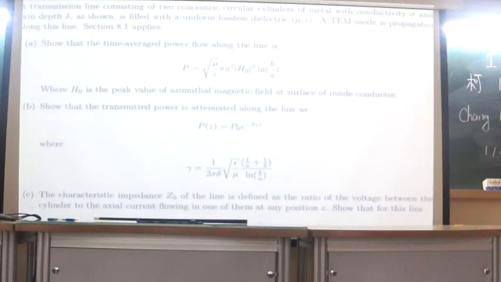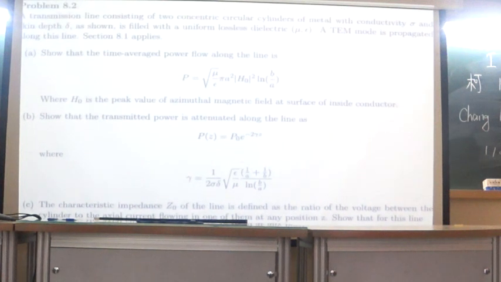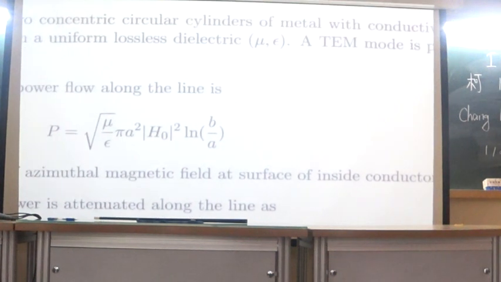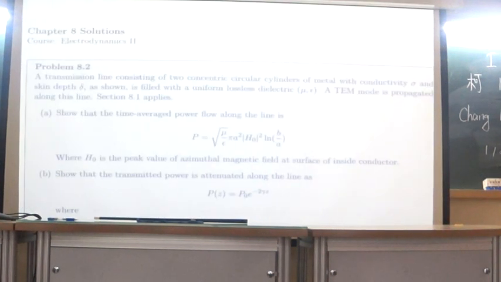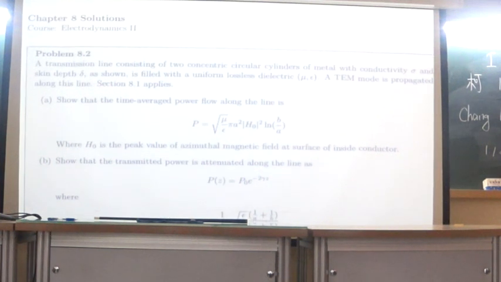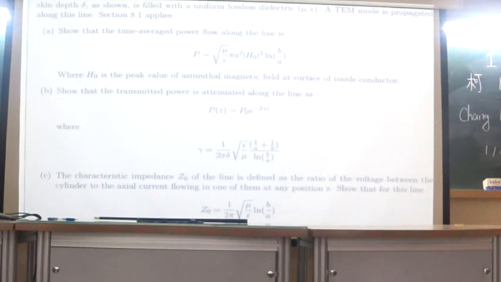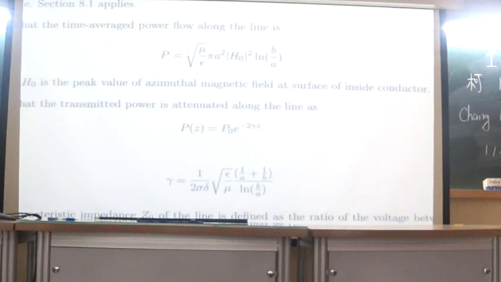And the waveguide is filled with a uniform and lossless dielectric medium. So the dielectric constants mu and epsilon are real because they are lossless. And the TEM mode is propagated along this line. Problem A says, please show the time average power flow along the line is in this form, P equal to this expression. And H0 is the peak value of the azimuthal magnetic field at the surface of the inside conductor.